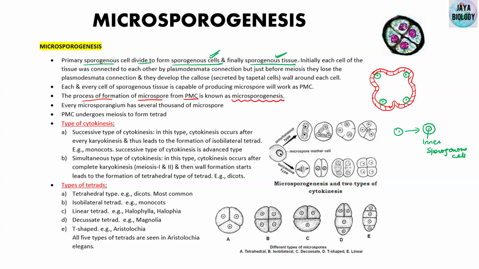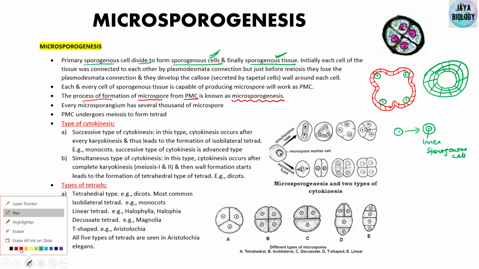So tissues are made. Let us assume this is the parietal cell, which is making the wall layer. I'm using this color for the wall layer. You know there are four wall layers: epidermis, endothecium, middle layer, and tapetum. I'm just drawing it this way, you can understand. These are the four wall layers. And now this is the sporogenous tissue, which is made by many periclinal or anticlinal divisions.